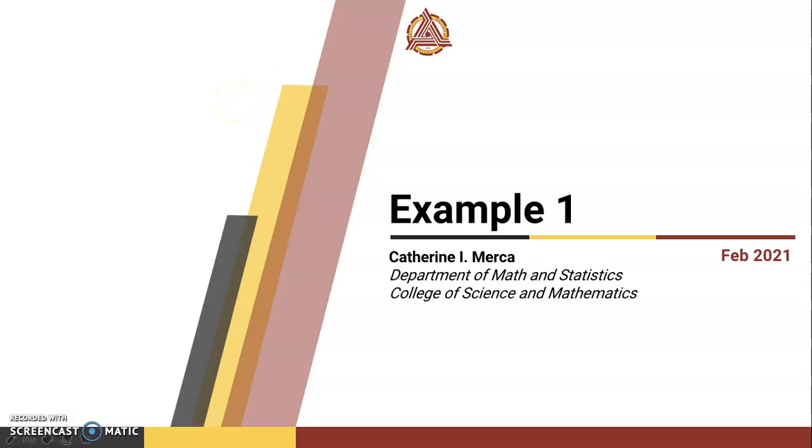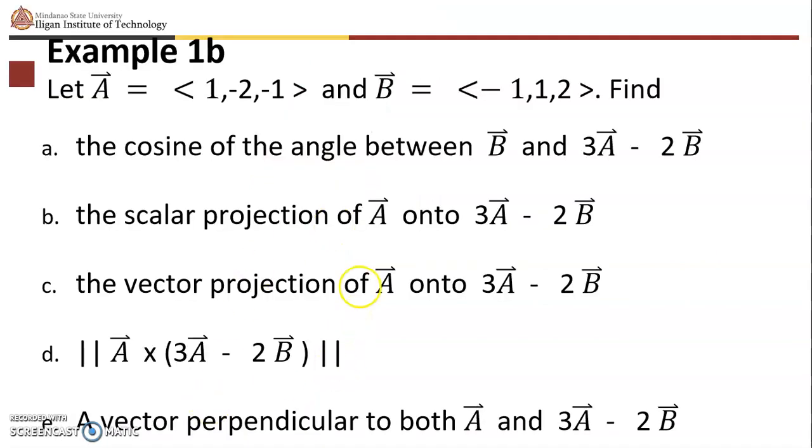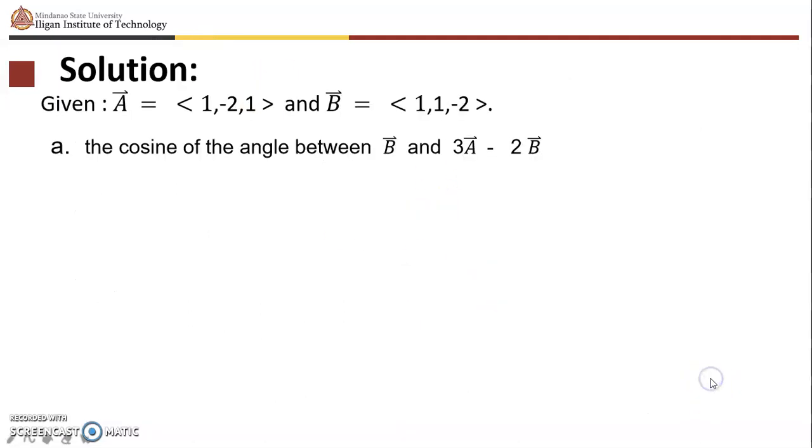Hello everyone, so this time we'll have the first example for vectors. Say you have the vector A equal to 1, negative 2, negative 1, and vector B equal to negative 1, 1, 2. You're asked to find the cosine of the angle between B and 3A minus 2B. So let's take a look at the first example. The cosine of the angle between B and 3A minus 2B can be solved as follows.